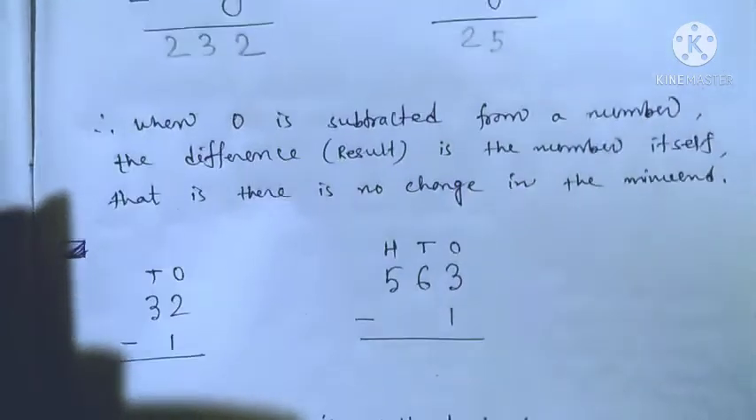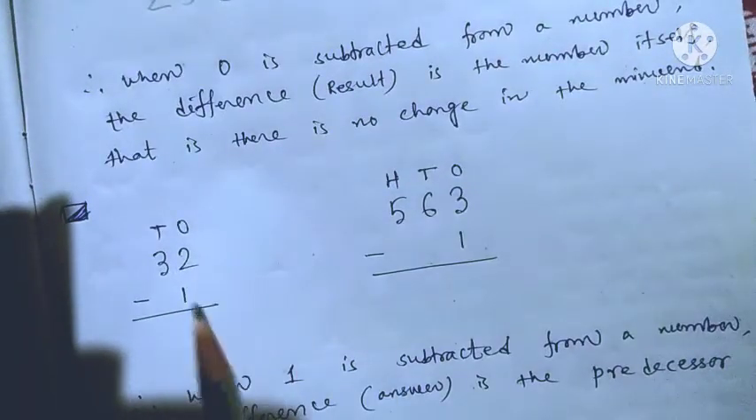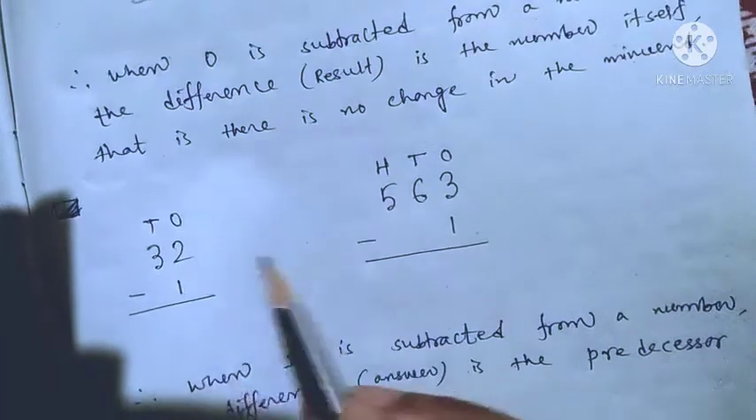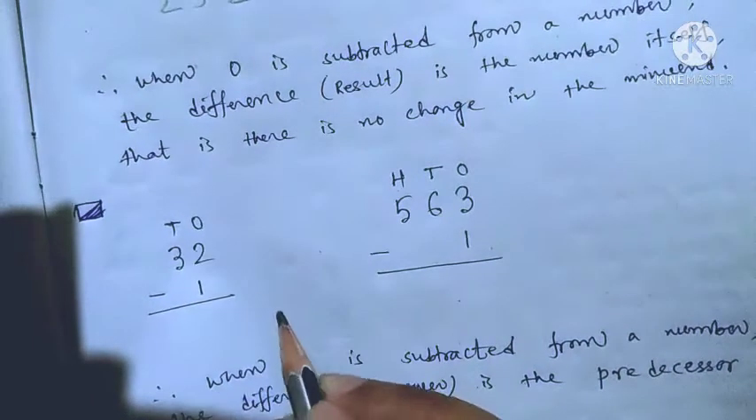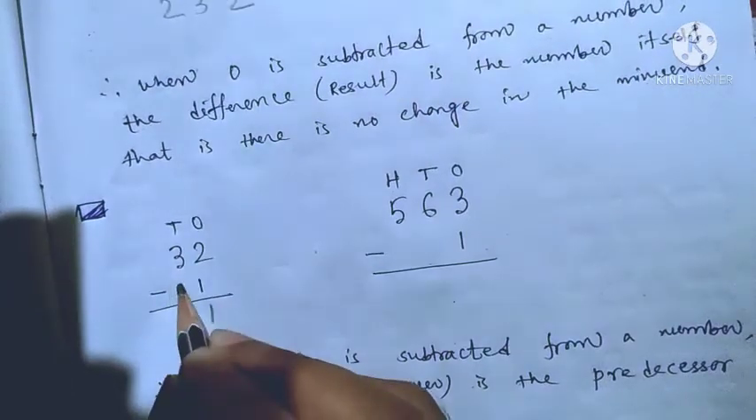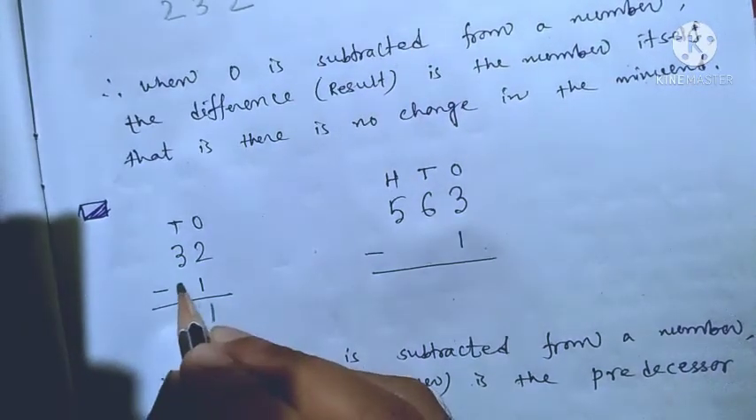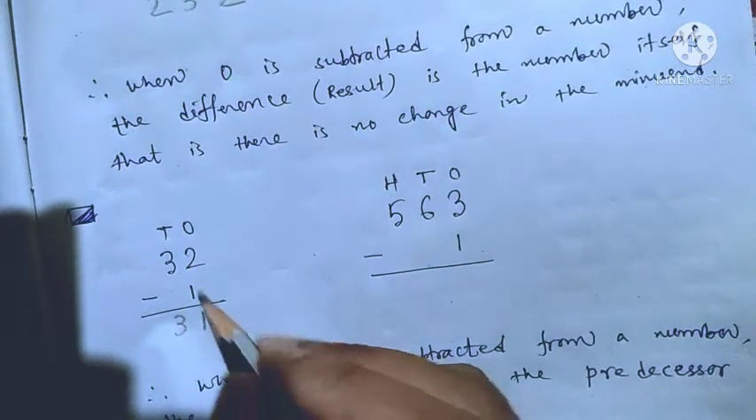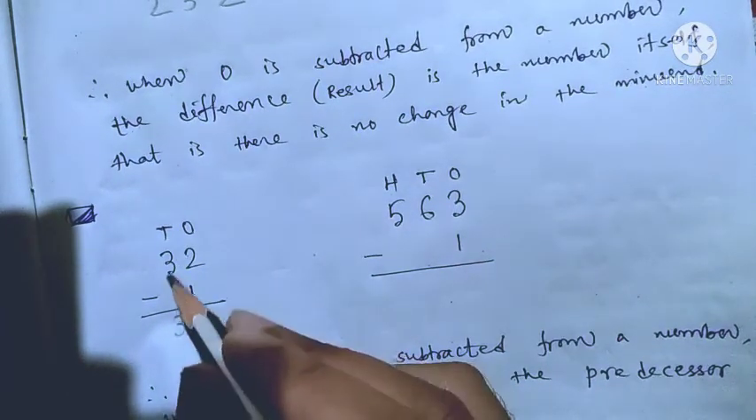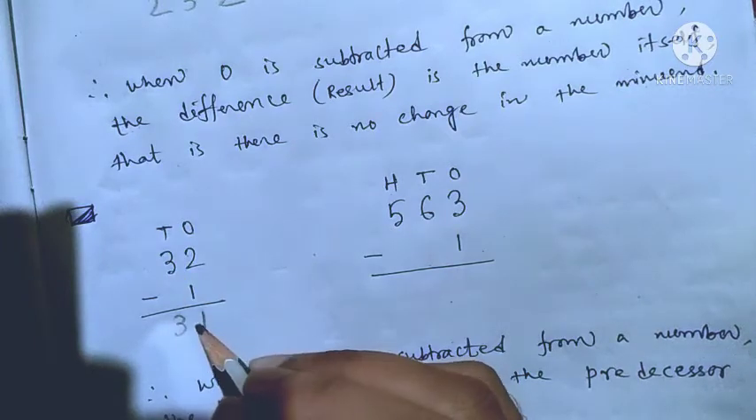Now we take another example, 32 minus 1. So we first subtract the 1's place. 2 minus 1 means 1, and there will be 3, because there is no number. So 32 minus 1 means 31. That is the predecessor of 32.